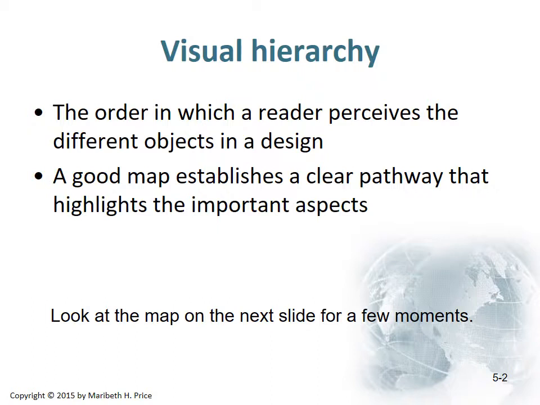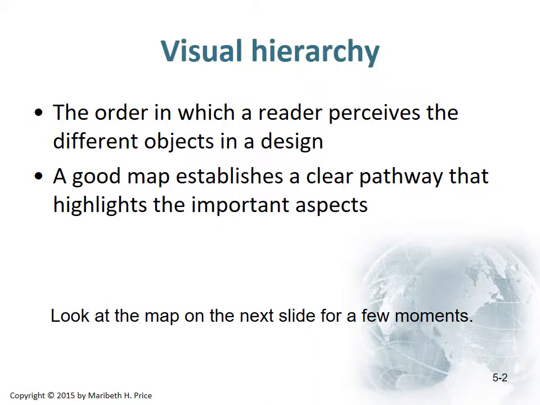The first of these is visual hierarchy, one of the more important ones. And visual hierarchy refers to the order in which a reader perceives different objects in a graphic visual design. And a good map should establish very clearly what's important and what's not important. So, what's important should essentially pop out against a background. So that's something we'll call later on the figure-ground relationship.